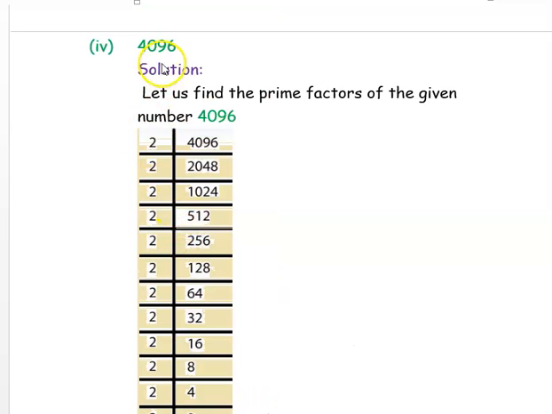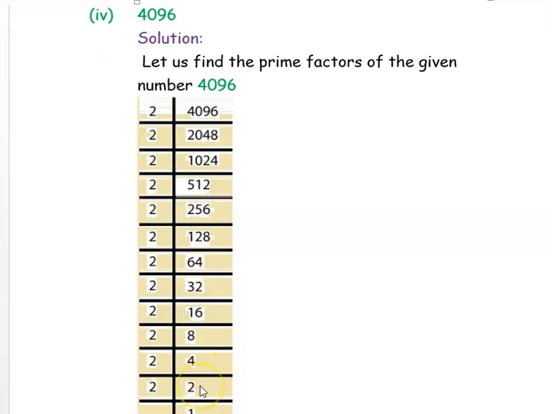The next number given is 4096. Now I am going to do prime factorization for 4096. It's an even number, so we are dividing it by 2. You get 2048. Further divide by 2, 1024. Further by 2, 512. Then 256, then 128. Again by 2, 64. Again by 2, 32. Again by 2, 16. Again by 2, 8. Again by 2, 4.